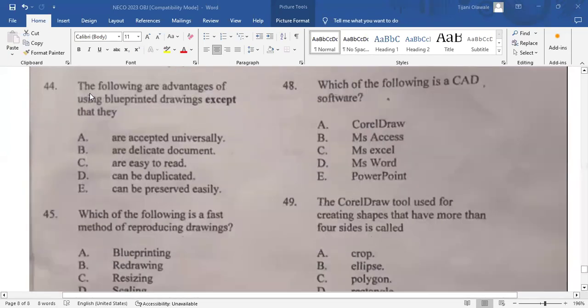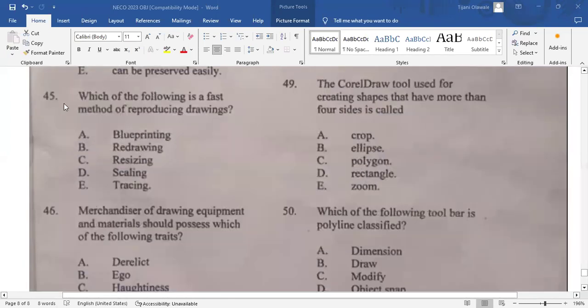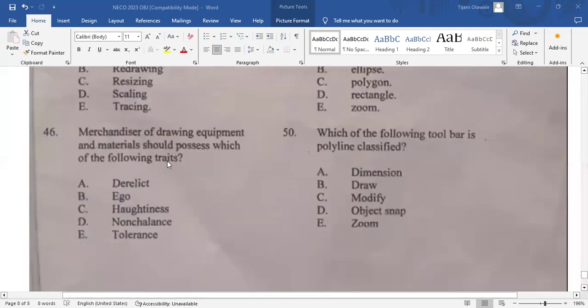Then question 44. The following are advantages of using blueprinted drawings, except that option B is that they are delicate documents. So except they are delicate documents, that is option B, the answer to that. Then question 45, which of the following is the fast method of reproducing drawings? So we have the answer to this question as blueprinting.